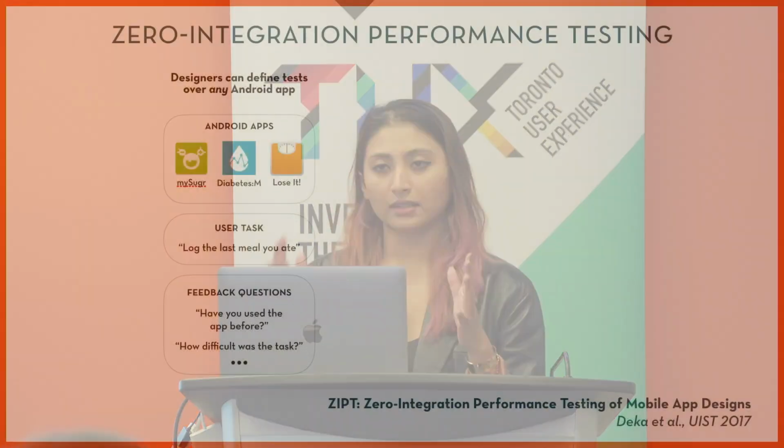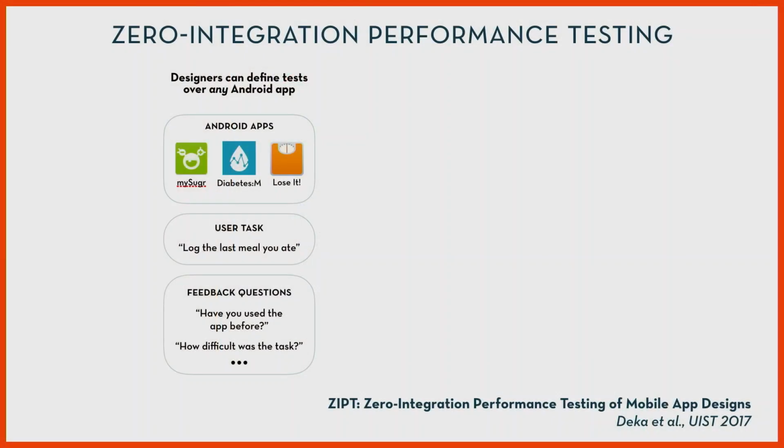And the way Zipped works is that designers can define tests over any Android app. So this can be anything in the Play Store, any app you can find. So you first choose a set of apps. You then define a user task. So you can say, log the last meal you ate on these apps. And then you can also give a list of feedback questions that are, let's say, more qualitative, or you're just trying to collect some demographic information.